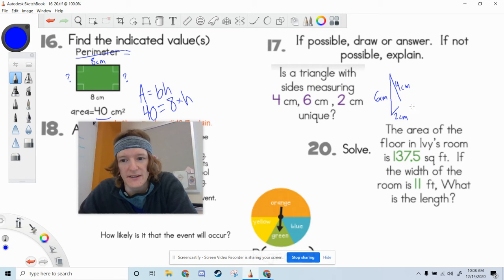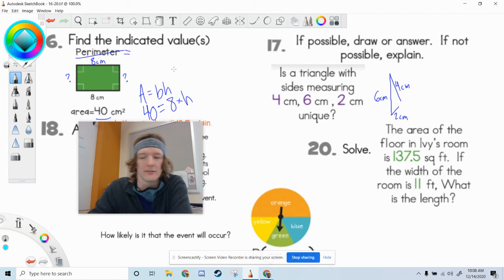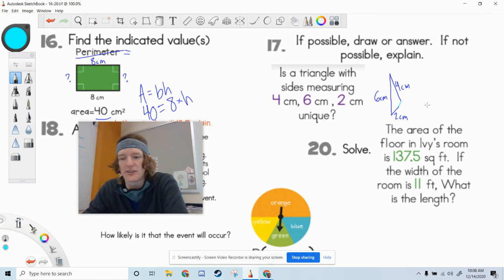I've drawn it, but there's a problem here. This isn't a triangle. We've got an open space here. And I can't just say, oh, I'm going to add a little more to this and make it a triangle. I can't do that because my sides aren't long enough. And let me show you why.